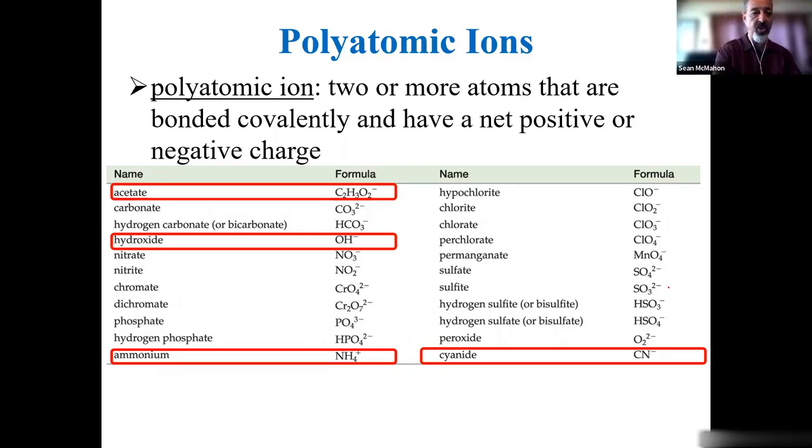So I did just show you the hydroxide. That's the OH minus. And that name makes sense. It's a hydrogen to an oxide, hydroxide. Another one is the ammonium. Now, some of you may know that NH3 is ammonia.